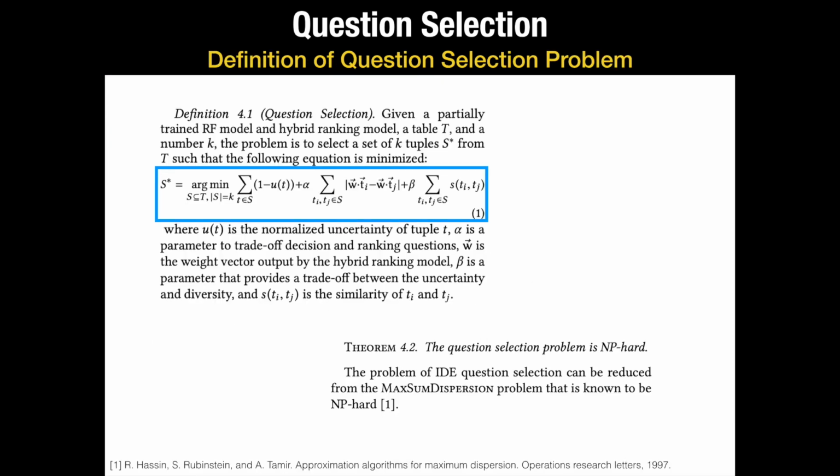After the definition of the uncertainty and the diversity, we can define our question selection problem. We want to find a set S* with k tuples, where the tuples in S* have the least decision uncertainty, and the tuple pairs in S* have the least ranking uncertainty and similarity. The formal definition is shown in Definition 4.1, and the question selection problem is NP-hard.